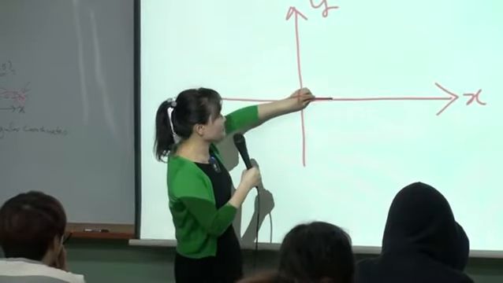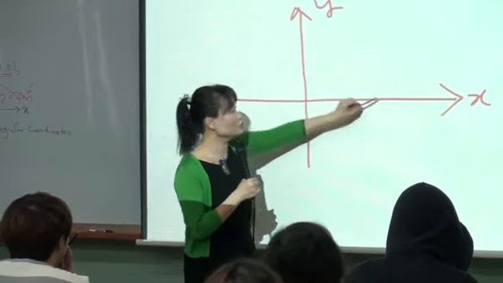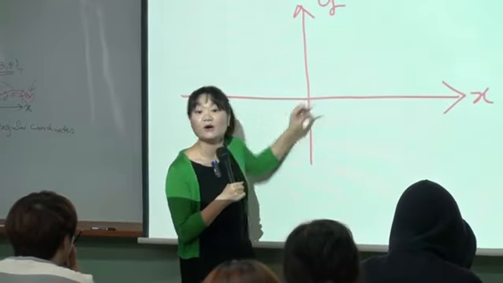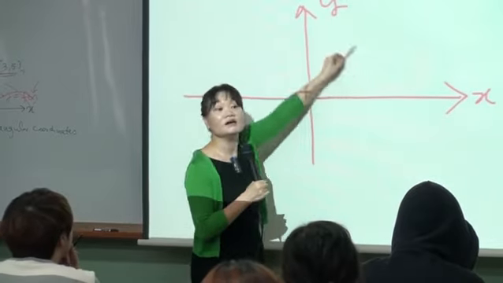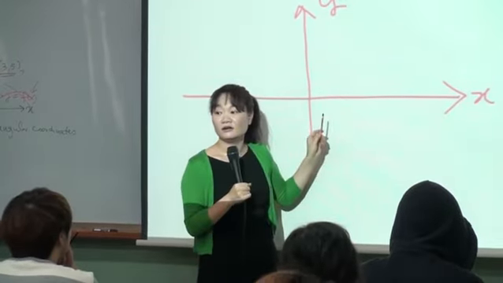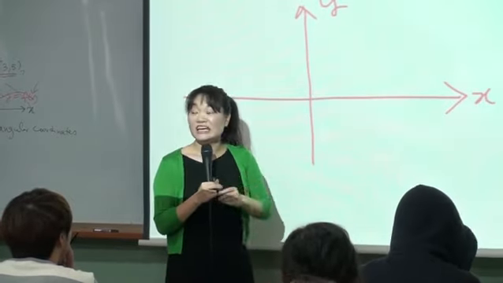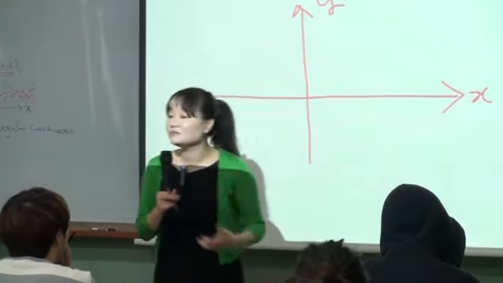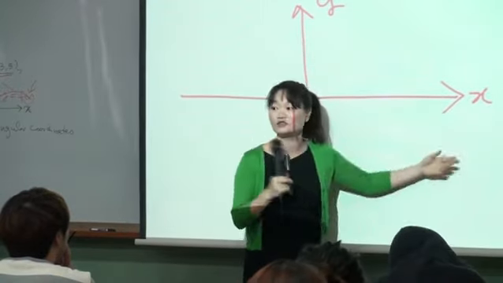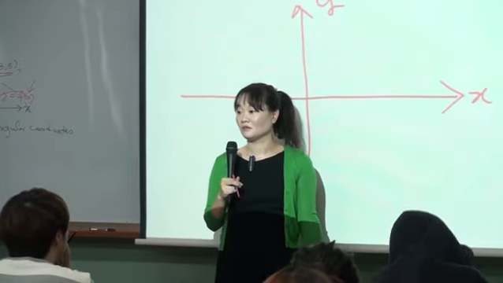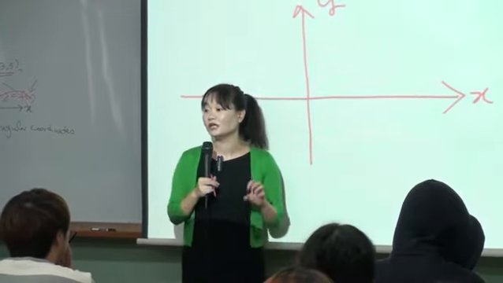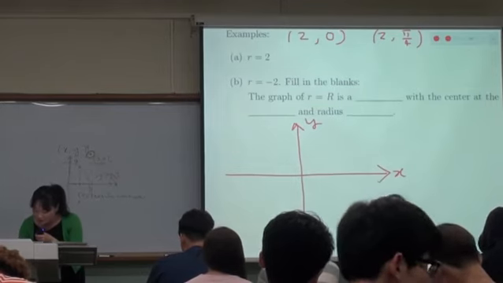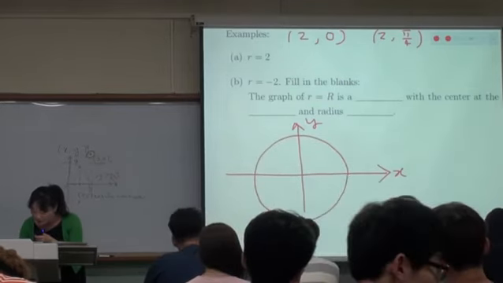Right. So when theta is 0, where is my point? 2. When theta is pi over 4, where is my point? 2. Can you imagine the graph? What will it be? It will be a circle of radius 2. Is that a function in terms of x and y? No, it is not. But in terms of r and theta, it is a function. R is 2. I can write that as a polar equation in a simpler form. R is 2. So R equal to 2 is this. At any angle, it is 2.